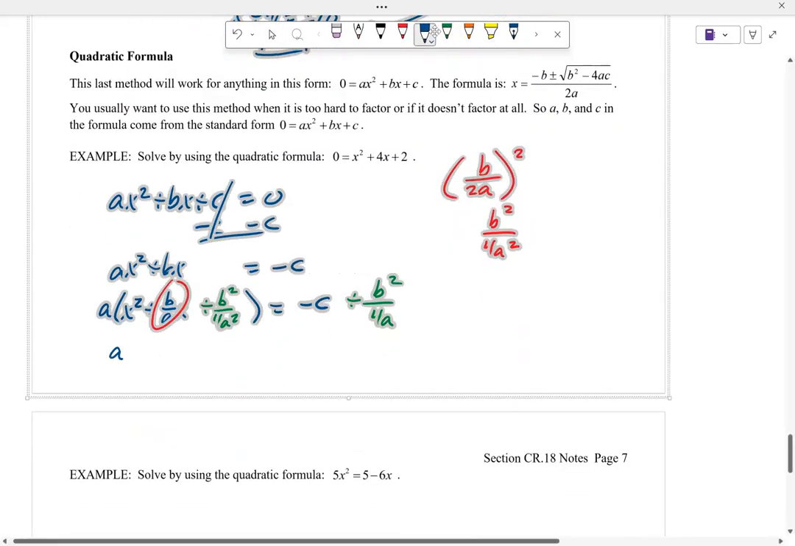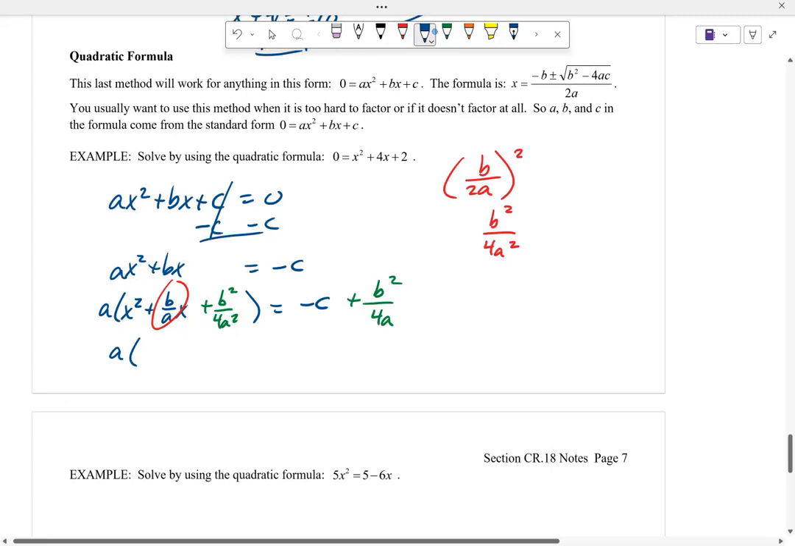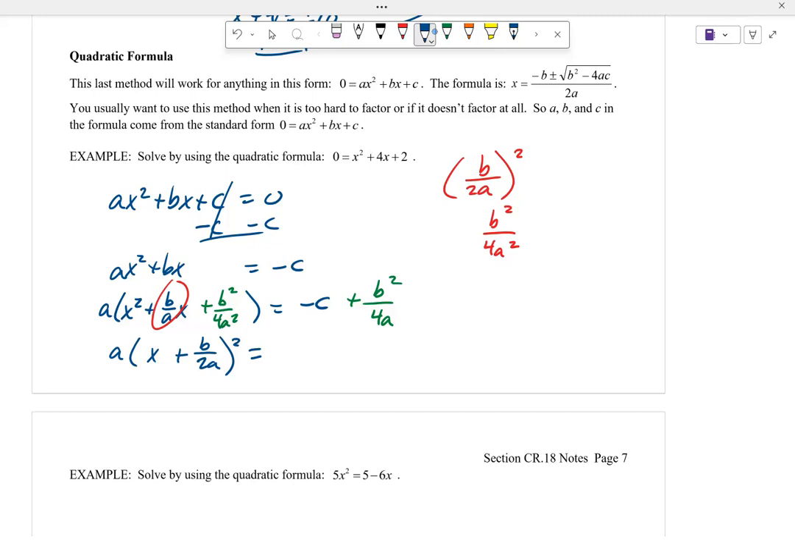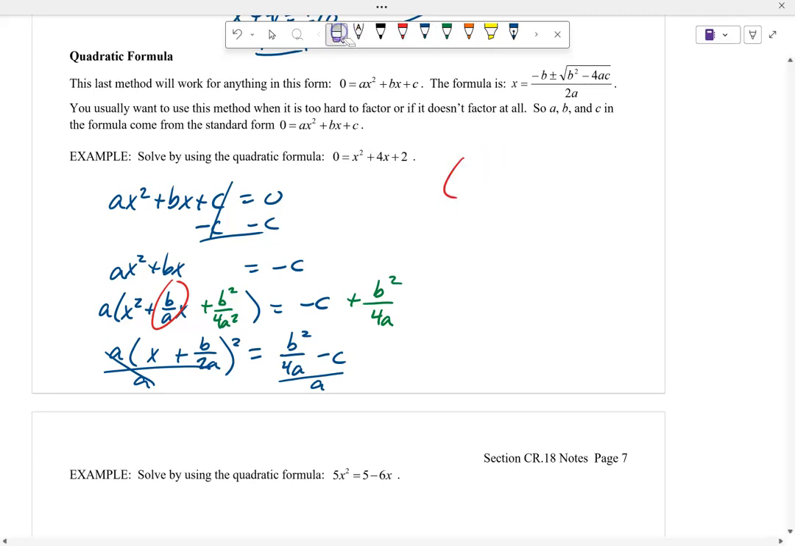Then I would go ahead and factor this, and this will factor perfectly into x plus b over 2a. And so over here I've got b squared over 4a minus c. Now what I'm going to do is get rid of the a, divide by a on both sides, so this whole thing by a, which is both of those terms.